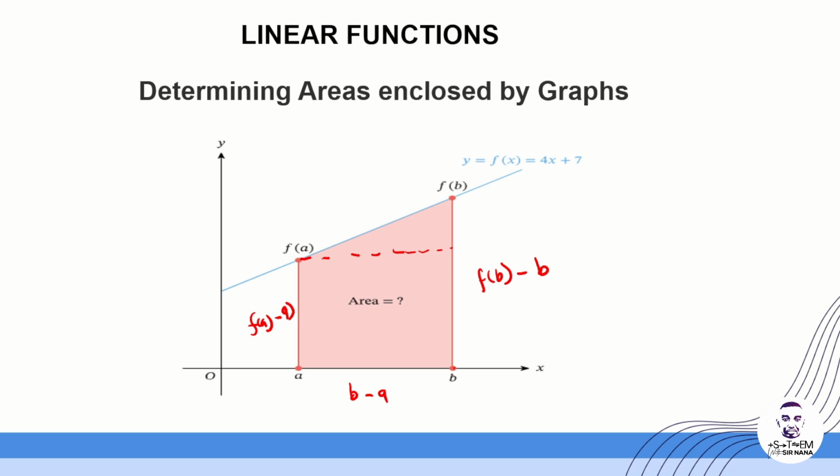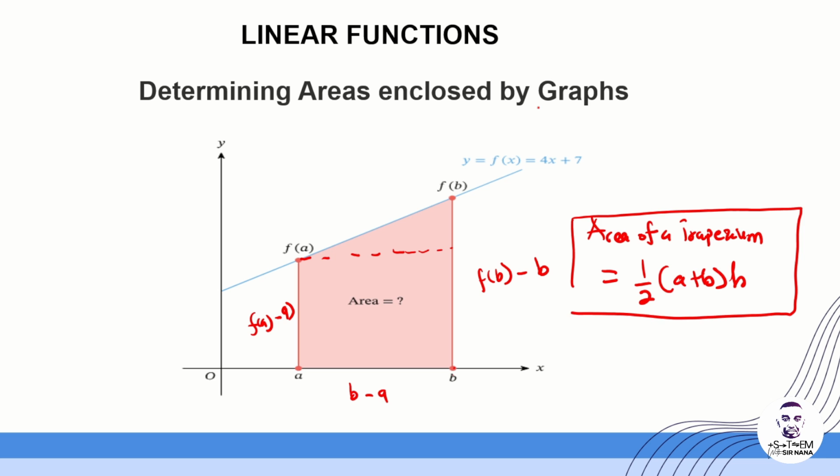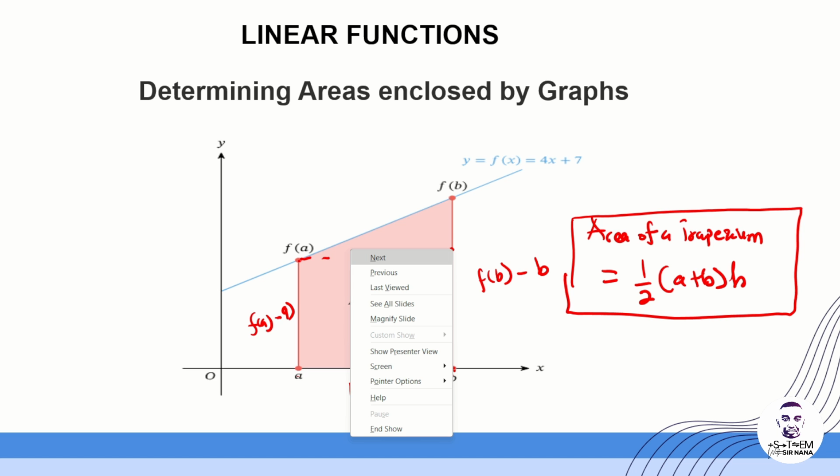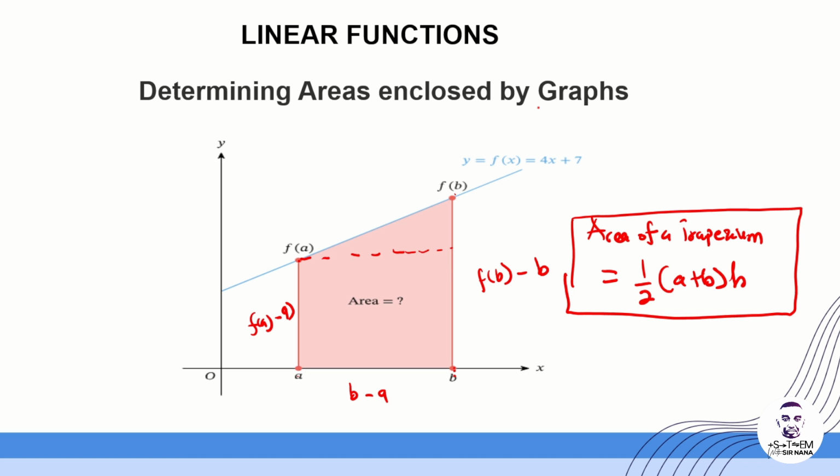Then we can apply the concept of finding the area of a trapezium, which we know that the area of a trapezium is equal to half the sum of the parallel sides. This time we can use a plus b multiplied by the height. So the area of the trapezium, using the formula, once we know the length from here, which is a parallel side, and then the length from this side as well, which is the height, we know the length from B to F of B, which is a parallel side, and then A to F of A, which is a parallel side. We'll be able to substitute that to be able to find the area of the graph.